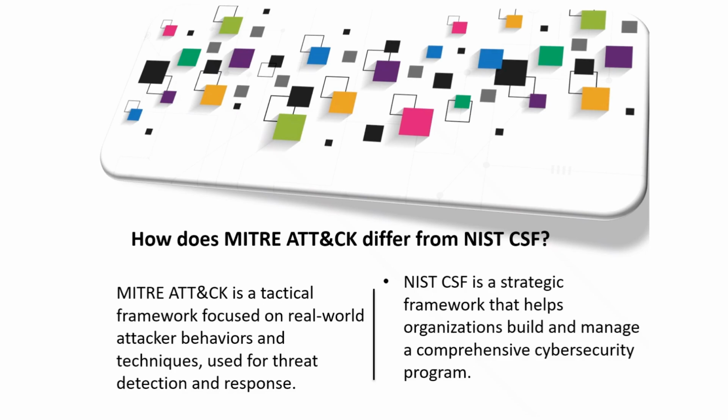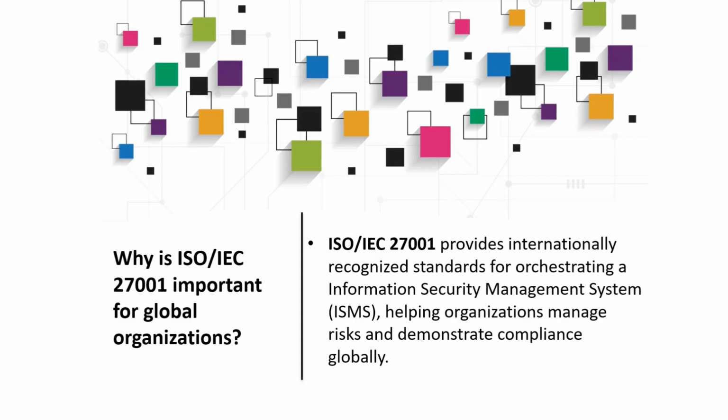Okay, so the second question: why is ISO 27001 important for global organizations? Well, for that, ISO provides internationally recognized standards for establishing, implementing, and maintaining an information security management system. Right? It helps organizations manage risk and demonstrates compliance globally. That's basically what it is.